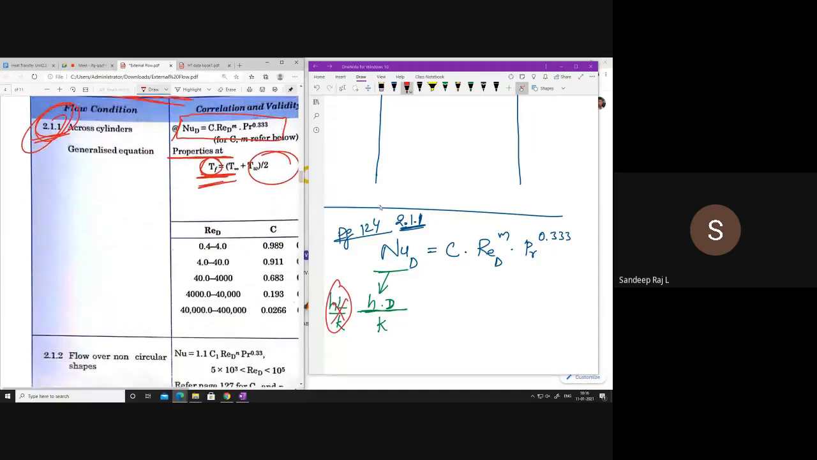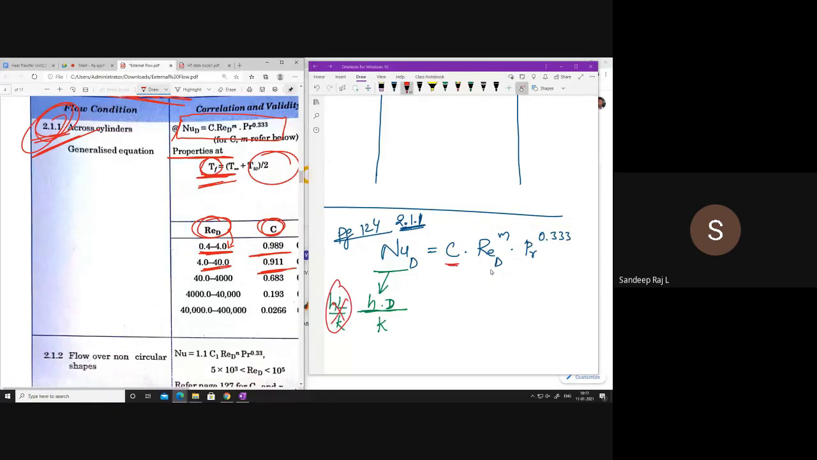And coming to C, what are the C values? The C value will depend on the value of Reynolds number. If the Reynolds number is falling in this range, you will choose this. If it is this one, like that, the corresponding C value you will choose based on the Reynolds number. Okay, that is regarding the C. Again, it is taken from the data book, same 2.1.1. And then you have to calculate the Reynolds number.